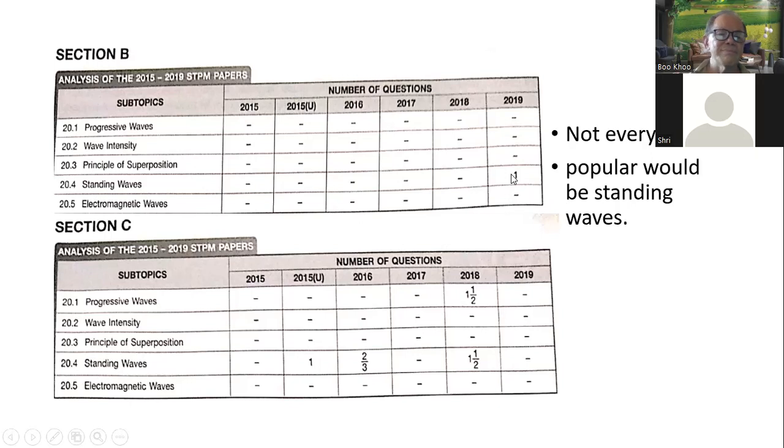Standing wave. Okay. By the way, my class teacher predicted, not predicted, but he saw all the trial papers for this year. Everything is like Chapter 1 coming out in Section B, so it's confirmed.